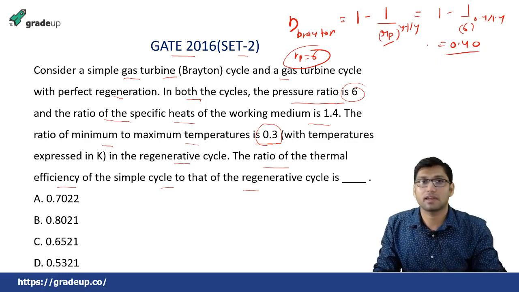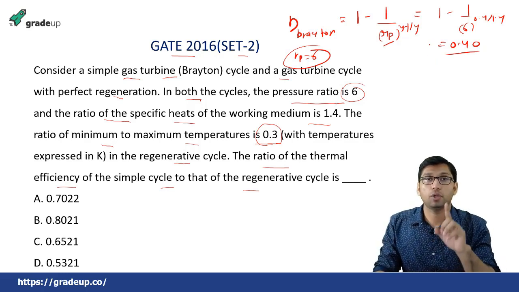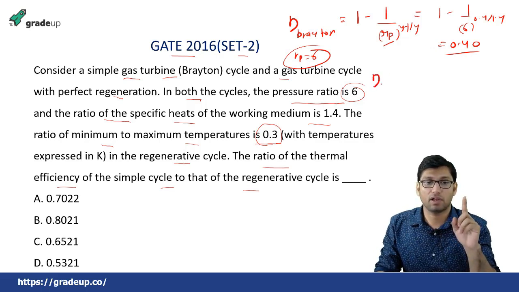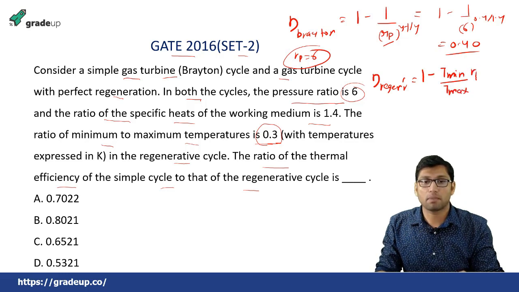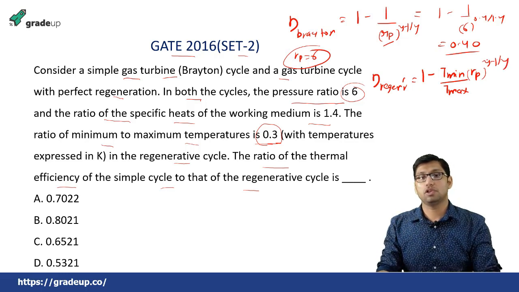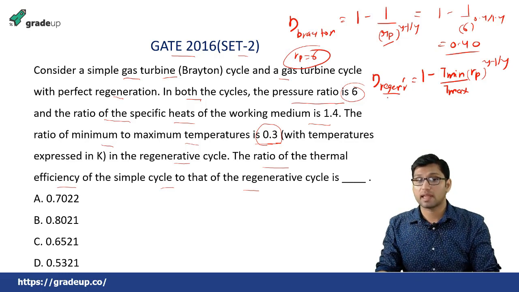Now what about a regenerative cycle? I have told you the formula for the efficiency of a regenerative cycle. The efficiency with regeneration is equal to 1 minus T minimum temperature over T maximum temperature, into Rp to the power gamma minus 1 over gamma. So you should remember this formula for the efficiency of a Brayton cycle with regeneration. This is a very important formula.